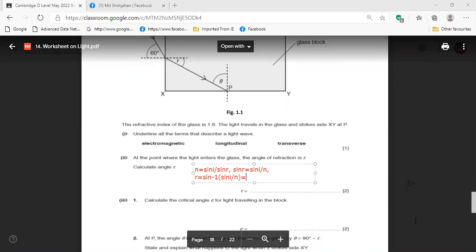Your sine I, you already got sine 60 degree, right? Then n is also given. What is the value of n? N is the refractive index, right? What is the value? 1.6. So you write these values, sine 60 by 1.6, and in bracket you give it, and then outside you write sine inverse. You'll get the answer.